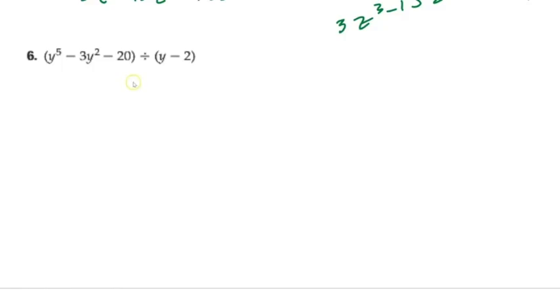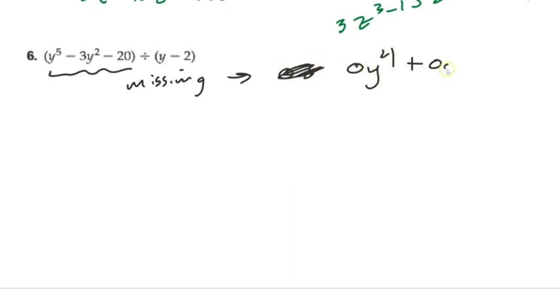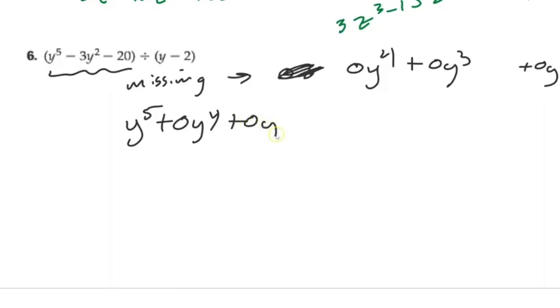If you notice this one, it's y to the 5th minus y cubed. Remember what I'm talking about? Stuff is missing. I don't like having stuff missing. Anytime it's missing, I don't care which way you do it, you want to add in zeros. This is missing a y to the 4th, a y cubed, and a basic y. Let me rewrite it first. Y to the 5th, I don't have a y to the 4th, plus 0y to the 4th. I don't have a y cubed, 0y cubed. Minus 3y squared plus 0y minus 20.